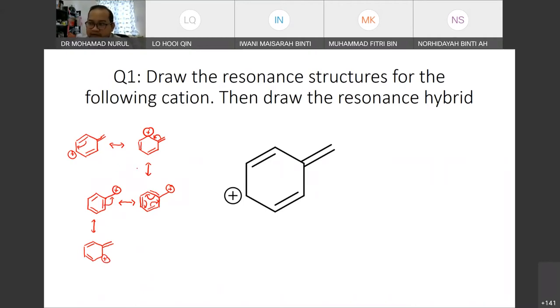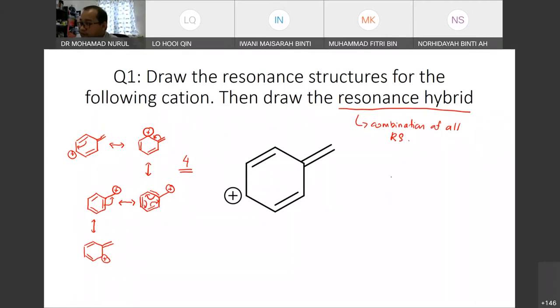This is the five resonance structures, including the structure that comes from the question. So complete, it's 4 marks. I can give 4 marks if you draw correctly. The second task is to draw the resonance hybrid. It's a combination of all the resonance structures. So how to do it? It is not an issue.